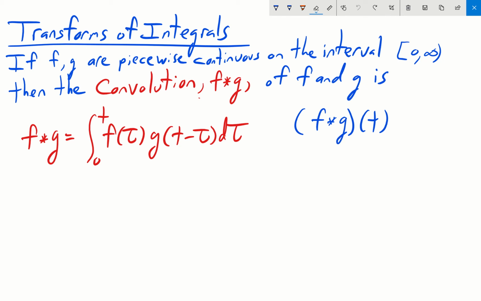So keep in mind that when we're talking about the convolution, f star g, a lot of times we won't show the variable dependence, but f star g, the convolution of the two, is going to be a function of the t variable. Okay? And we're about to find out that convolution has a lot of nice properties, but let's start by finding an example of a convolution. So this is going to be example 3. Let's see if we can find the convolution.